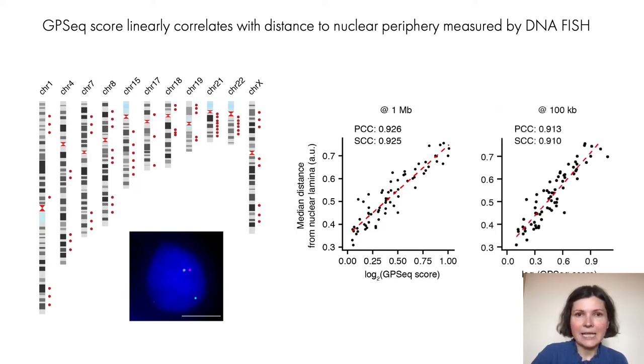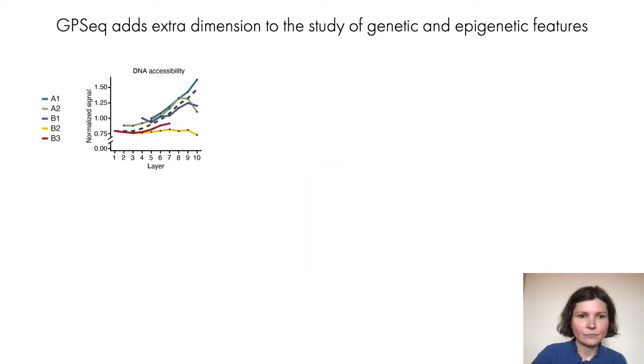And so basically at this point, this gave us a green light to proceed to further analysis, being confident that what GPSeq reveals to us are true radial distances. And so what can we use GPSeq score for, or maps of radiality? We were very keen on adding this radial dimension to the study of various genetic and epigenetic features of chromatin. So we combined GPSeq score with various omics type of data.